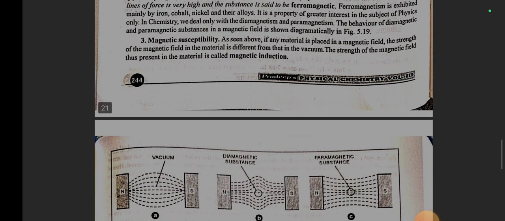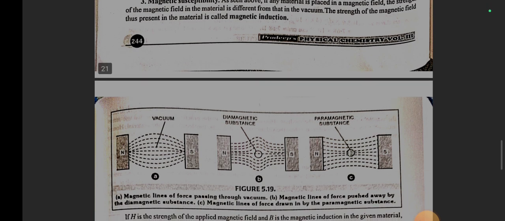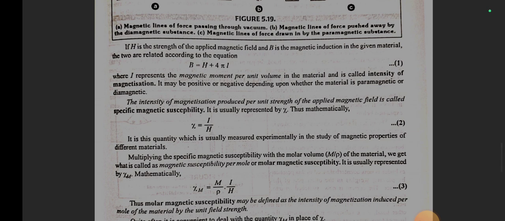Number 3. Magnetic susceptibility. As seen above, if any material is placed in a magnetic field, the strength of the magnetic field in the material is different from that in the vacuum. The strength of the magnetic field thus present in the material is called magnetic induction. If H is the strength of the applied magnetic field and B is the magnetic induction in the given material, the two are related according to the equation B equals H plus 4 pi I, where I represents the magnetic moment per unit volume in the material and is called intensity of magnetization. It may be positive or negative depending upon whether the material is paramagnetic or diamagnetic.